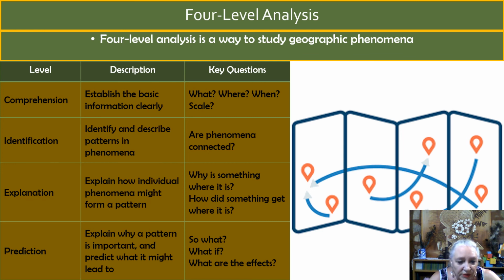And the key questions there would be, why is something where it is? How did something get where it is? And then after you have that, you move up to the highest level, which is prediction. You explain why a pattern is important and predict what it might lead to. So what if this happened? So if we move this, what would happen? What are the effects? That's what we're talking about when we're using four-level analysis: comprehension, identification, explanation, and prediction.